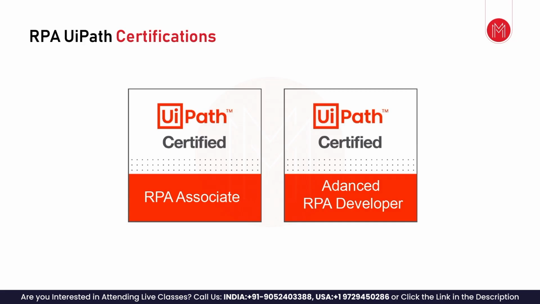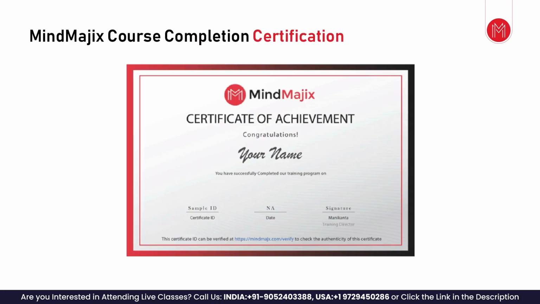For every attempt that you take, there will be a cost involved. RPA Associate is going to be about $150 and Advanced is going to be $300. At the end of this course, you will be getting a certificate from MindMajix which says that you have successfully completed this training program on UiPath, with your certificate ID, which can be verified. This can also help you in saying that you are UiPath certified.